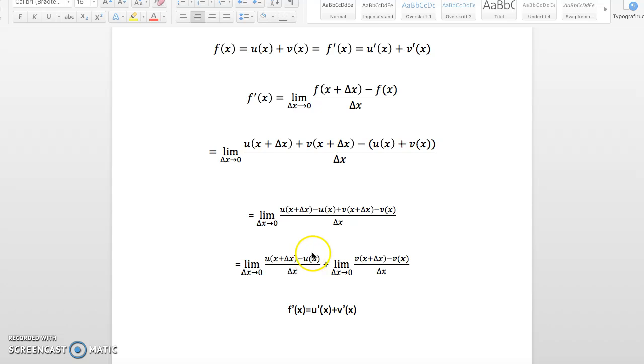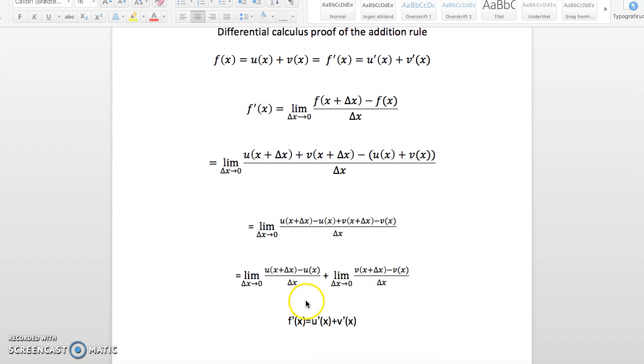And this here is the same as u prime of x, and this here is the same as v prime of x, which I have now proven, that f prime of x is equal to u prime of x plus v prime of x.